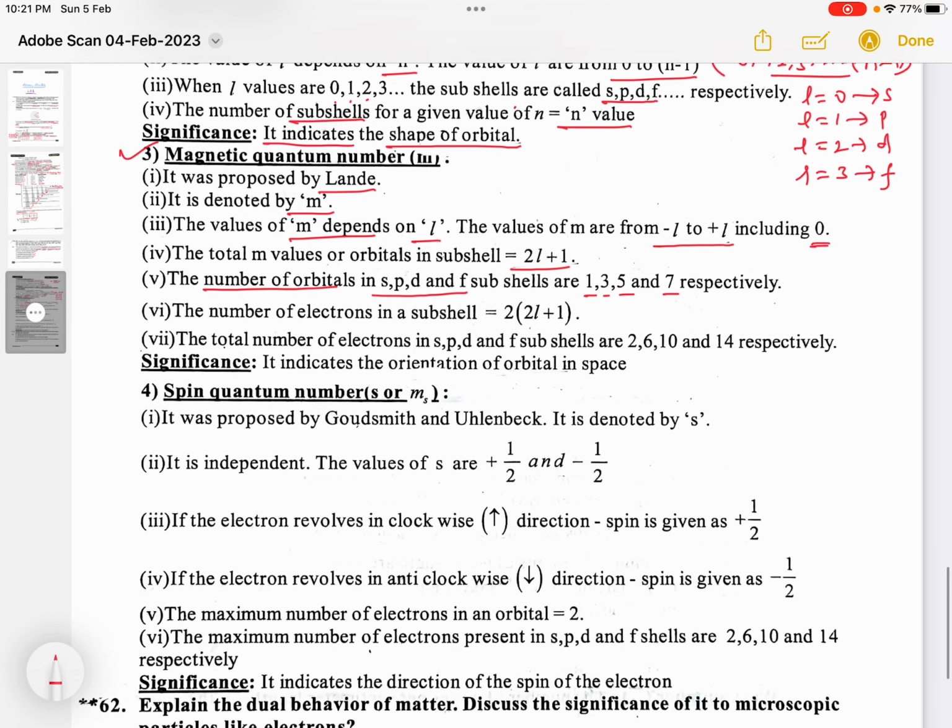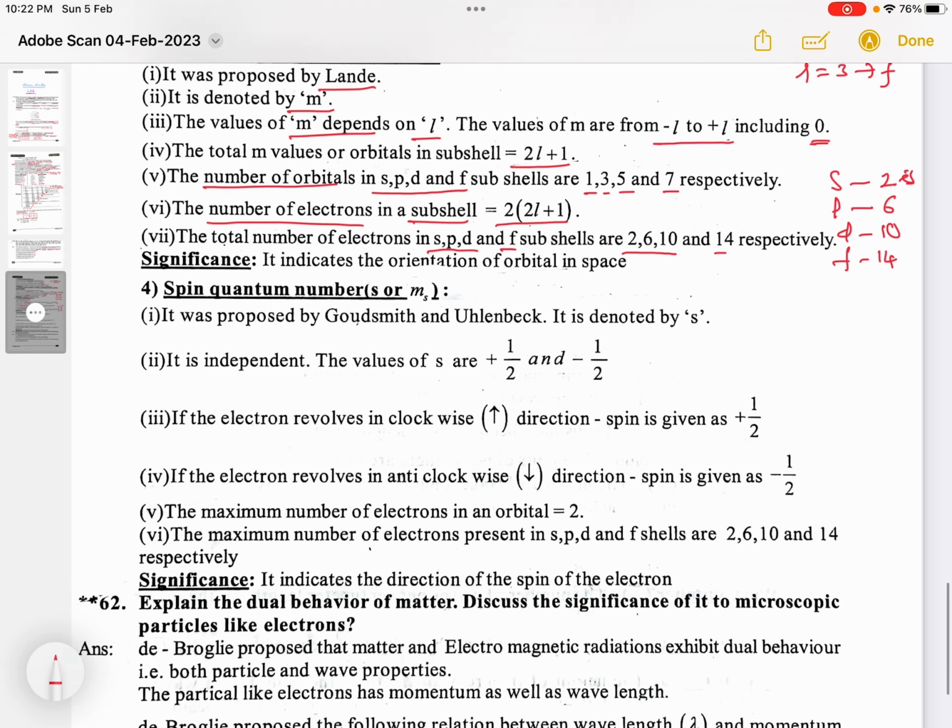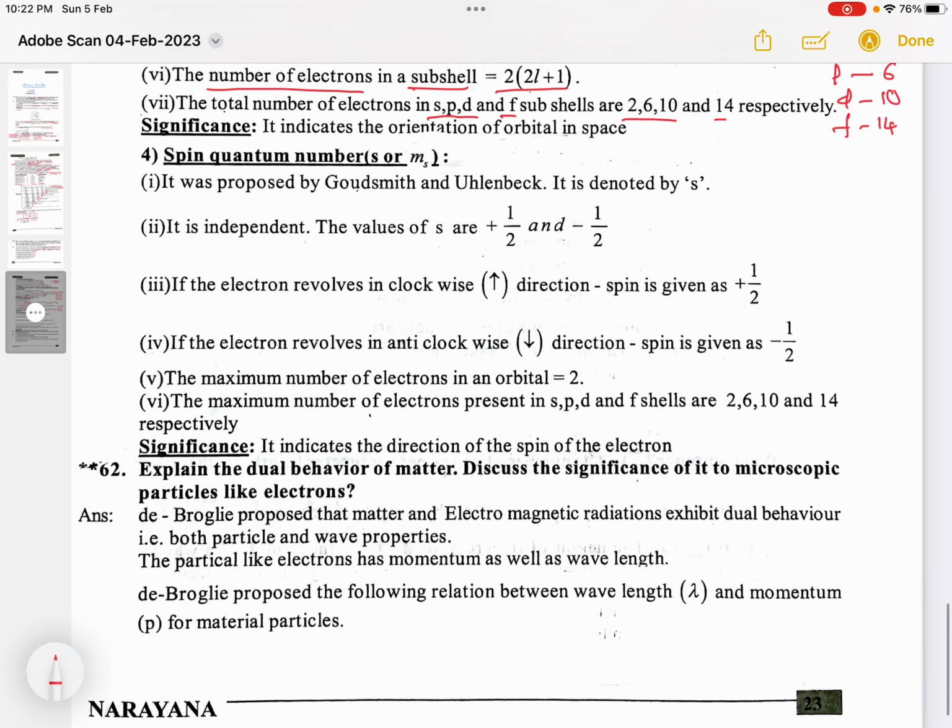The number of electrons in a subshell is equal to 2 into 2L plus 1 is the formula. Total number of electrons in S, P, D and F are 2, 6, 10 and 14. That means S orbital accommodates 2 electrons, P orbital accommodates 6 electrons, D orbital accommodates 10 electrons, F orbital accommodates 14 electrons. Next, the last one is spin quantum number.